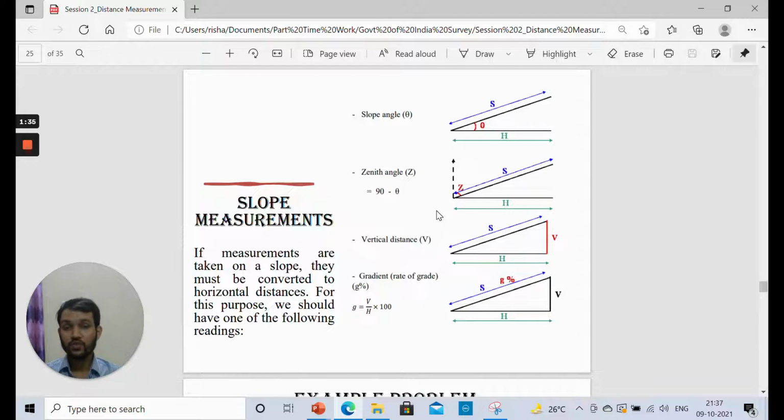Next one, this is the last one basically. If the sloping distance, see we are considering that the slope measurement is known to us, then what is the other reading that we should take apart from slope measurement so that we can get the horizontal distance also? So we can take any one of them: either slope angle theta, or zenith angle, or vertical distance between those two station points, that is the difference in elevation between them, or the gradient. If gradient G is known to us, that is given by V upon H into 100.